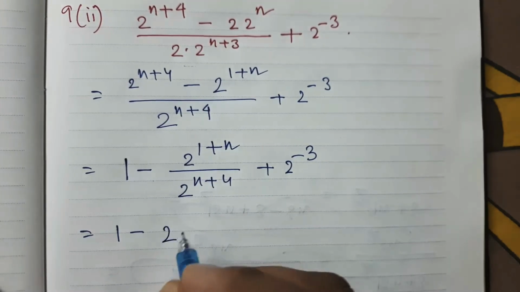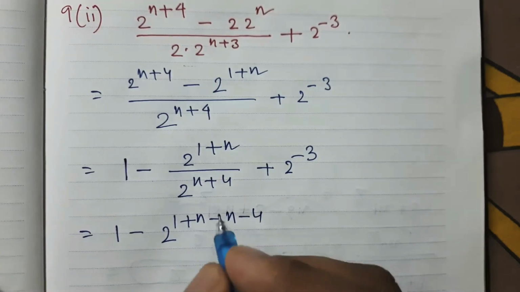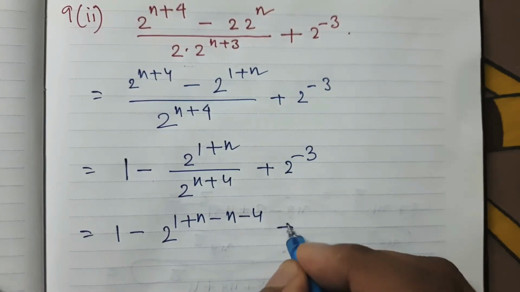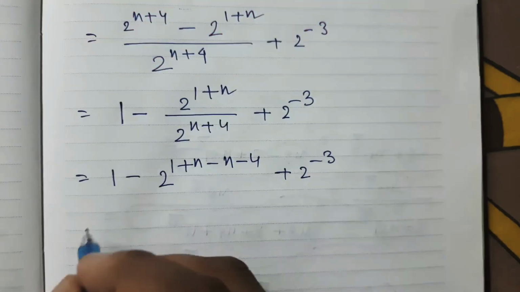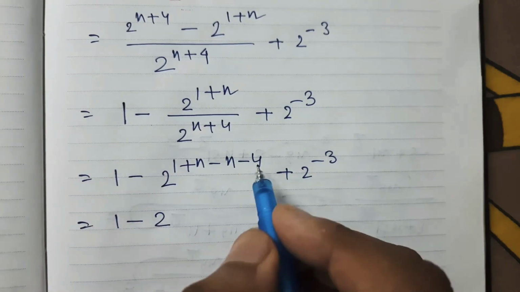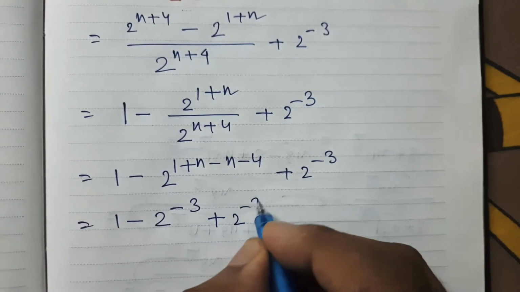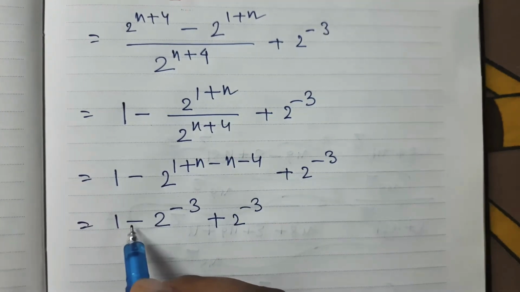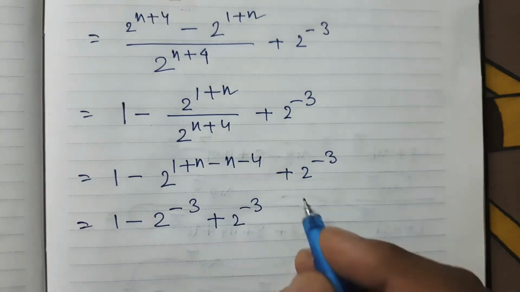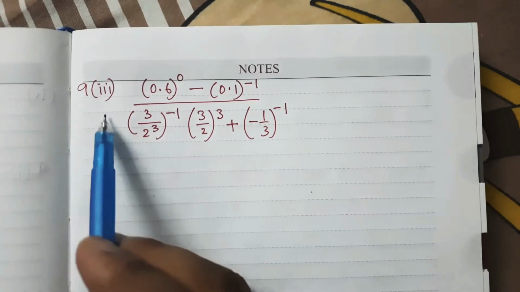Okay, so 2 to the power 1 plus n minus 4, 1 plus n minus n plus 4. So that is this, and then 2 to the power minus 3. So it is going to be 1 minus 2 to the power n will get cancelled, and 1 minus 4 is minus 3 plus 2 to the power minus 3. Now here you see this is minus 2 to the power minus 3 plus 2 to the power minus 3. So it will get cancelled, and finally it is going to be 1. This is problem number 9 part 3.